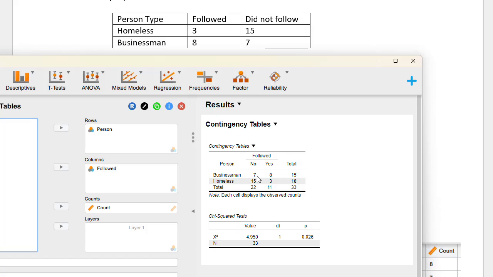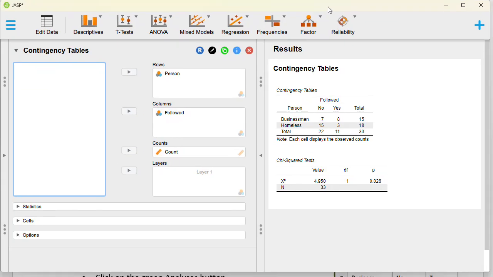No was 7, yes was 8, and businessman or homeless followed. No was 15 and 3. Okay, so you're just double checking, and that lets you know for sure everything looks right. We do have our p-value, so that's good, but we need a little bit more.